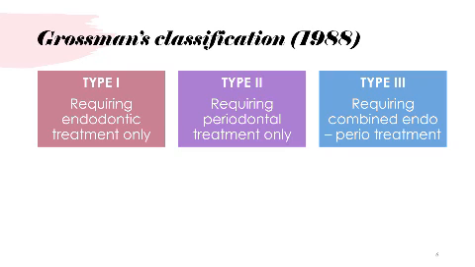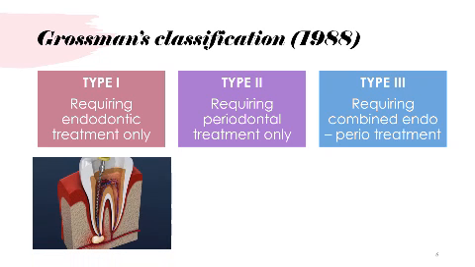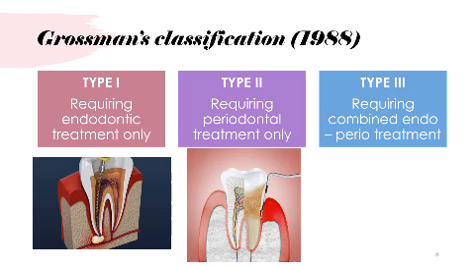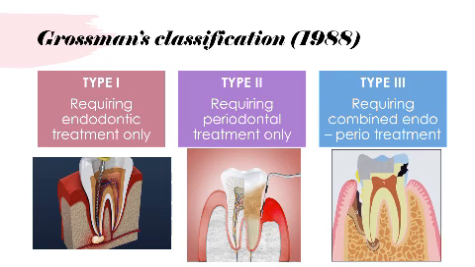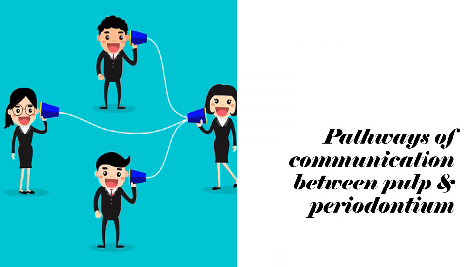The second one is Grossman's classification in 1988, where there are 3 types. Type 1 requires only endodontic treatment, type 2 requires only periodontal treatment, and type 3 requires a combined endodontic and periodontal treatment. Coming to the pathways of communication between the pulp and periodontium.